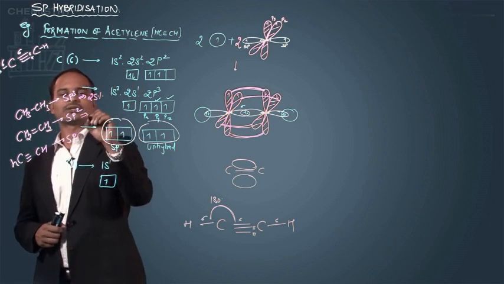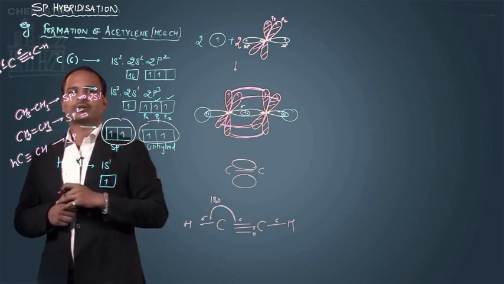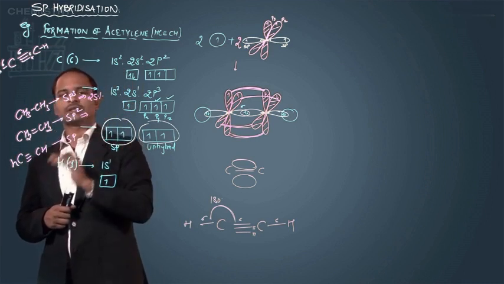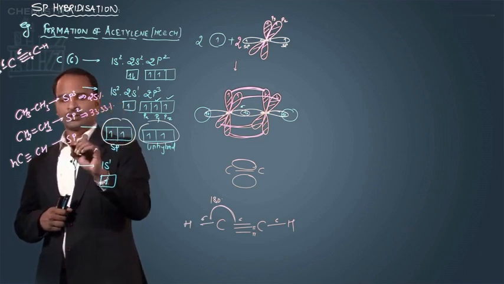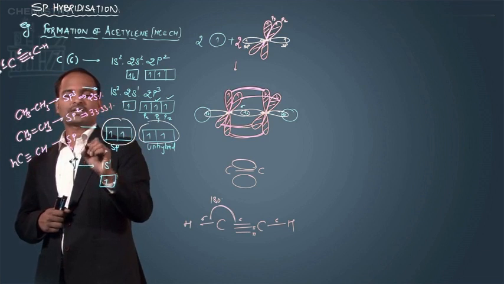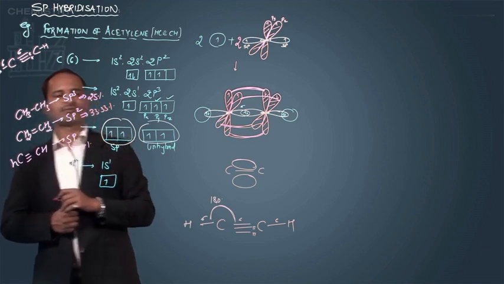Here in sp2, there are a total of 3 orbitals. So 100 divided by 3, each orbital will have 33.33. That means the s character will be 33.33%. Here in case of sp, the s character is 50%.